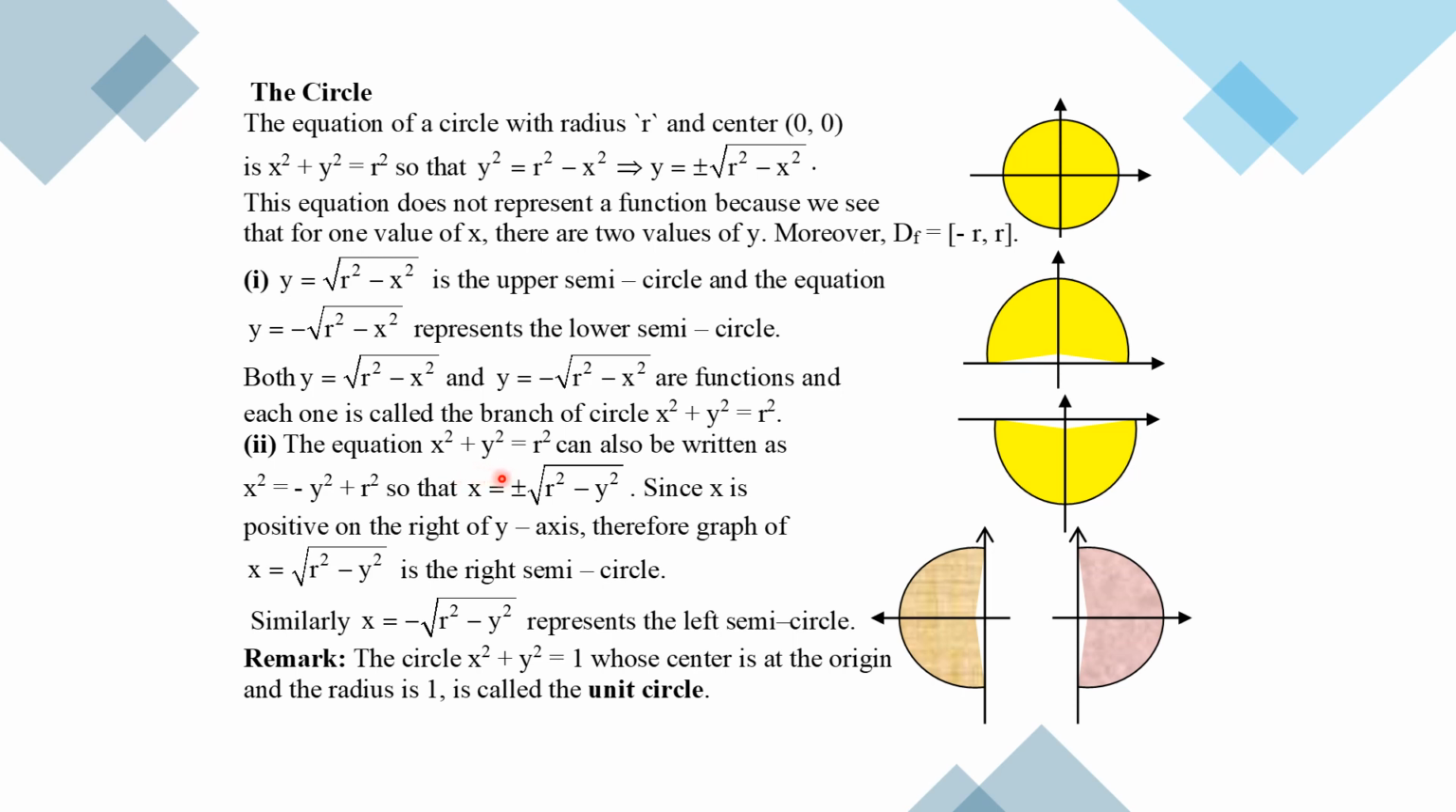Now observe that x square plus y square is equal to r square can also be written by solving for x, so x is equal to plus or minus the square root of r square minus y square. Since x is positive on the right of the y-axis, the graph of the positive root is the right semicircle, and the negative sign represents the left semicircle. The circle x square plus y square is equal to 1, whose center is at the origin and radius is 1, is called a unit circle.